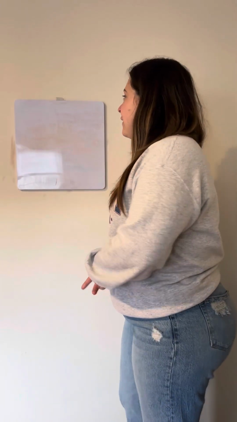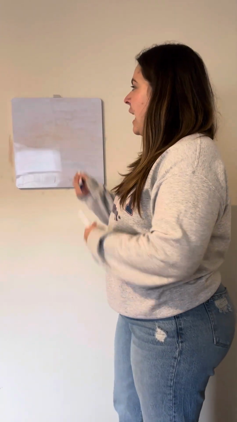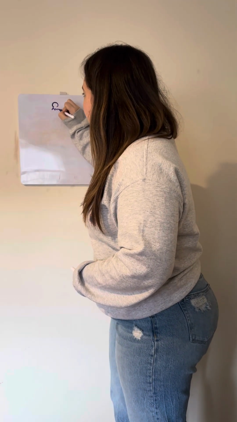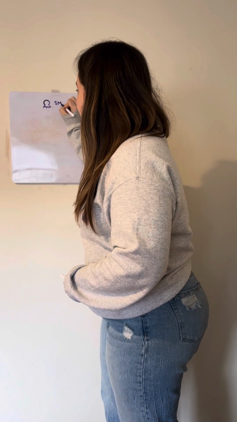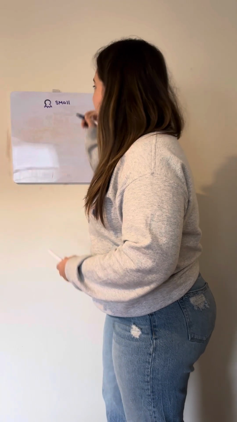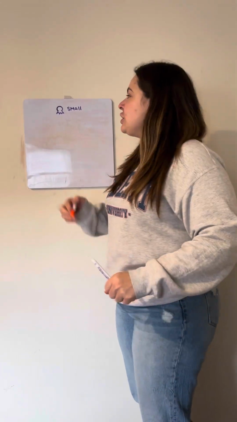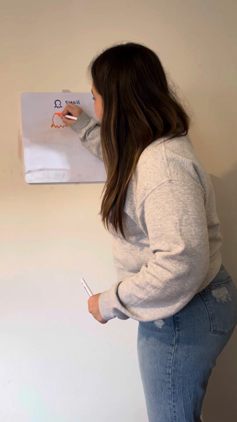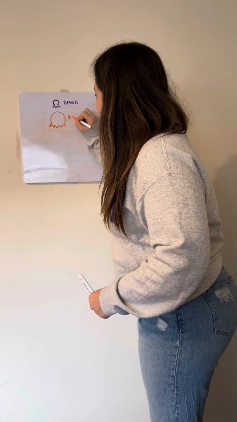So let's talk about some of the things the fish sees on his way home. So first, the fish sees a small purple shell. So we're going to draw a small purple shell and write the word small. The fish continues on his way and sees the biggest orange shell he's ever seen. So we're going to draw a big orange shell and write the word big.